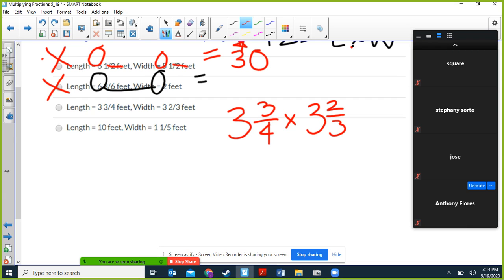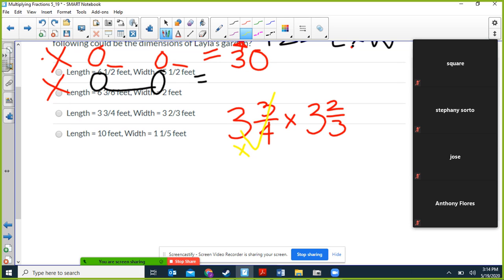Now remember going back to that check mark. Remember, we multiply and then we add. So 3 times 4 is 12. Plus our 3. So we have 15 over 4. 3 times 3 is 9. Plus our 2. So we have 11 over 3.